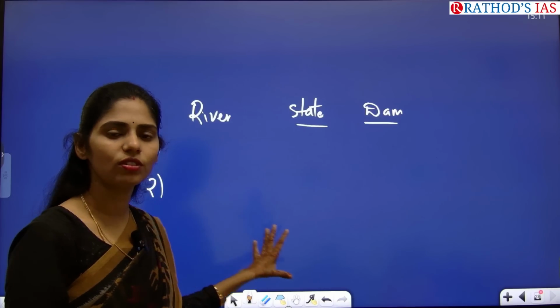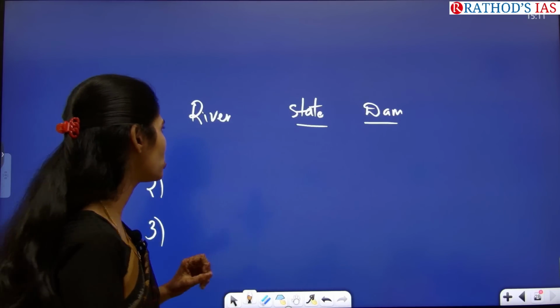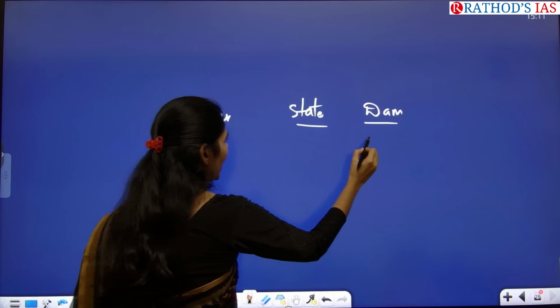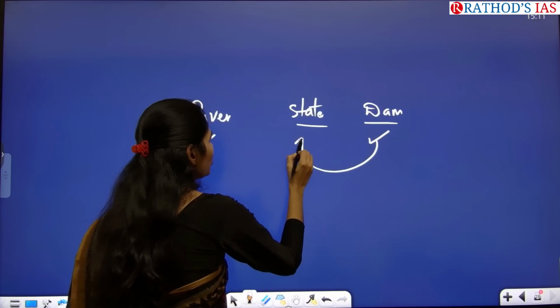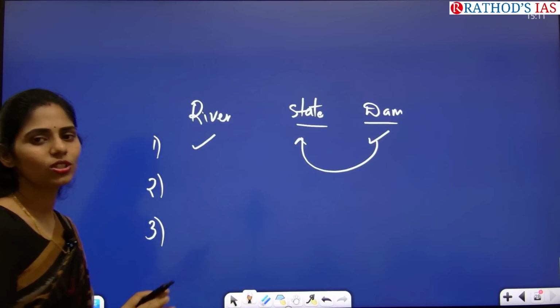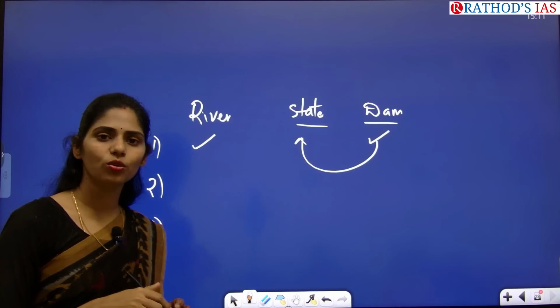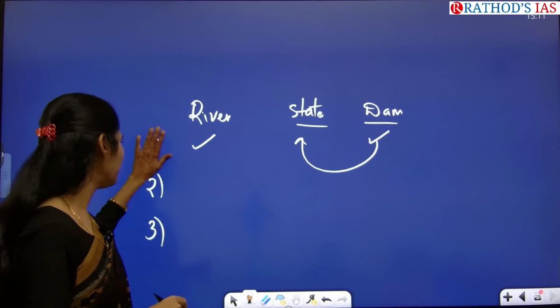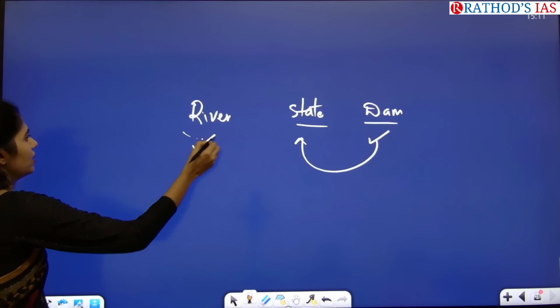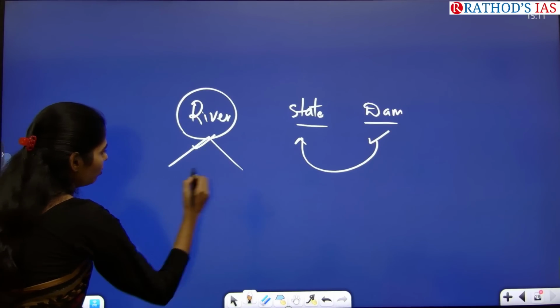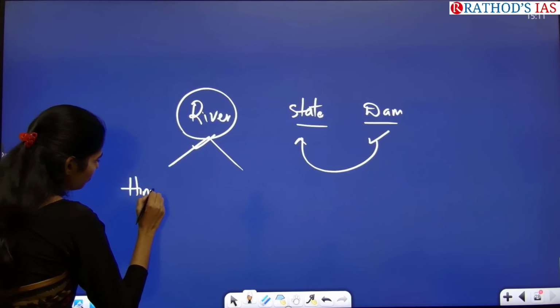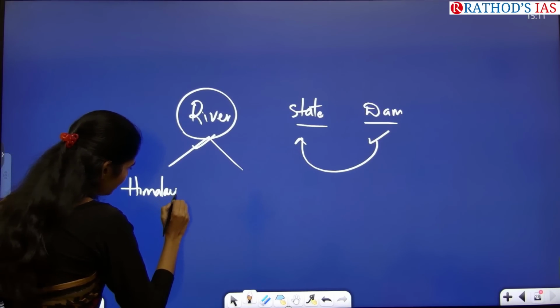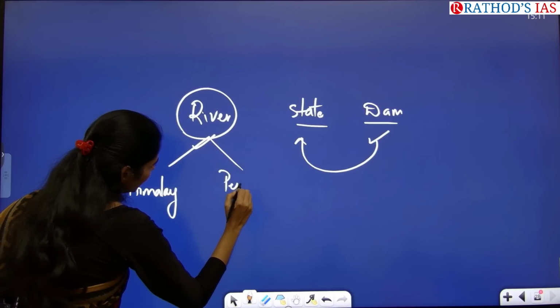This is one of the most complicated questions. You have to check the river, whether the dam is there or not, and whether that dam is located in that state or not. That's why you have to prepare notes. For example, you will be reading your river system. In river system we have two types: the first one is the Himalayan river system, and the second one is the Peninsular river system.